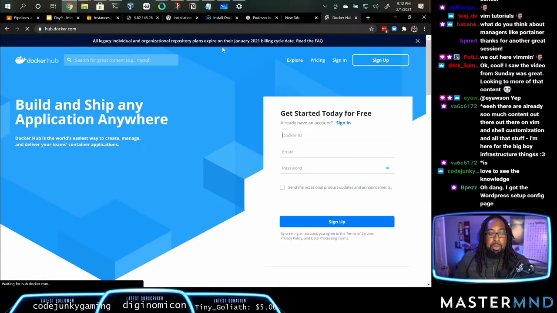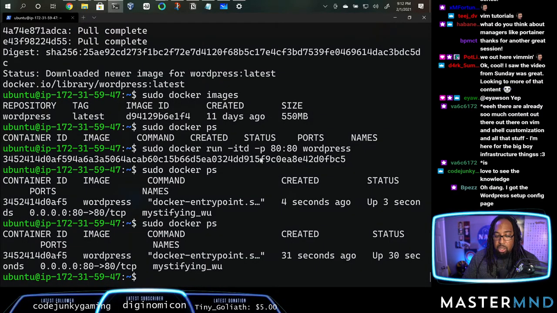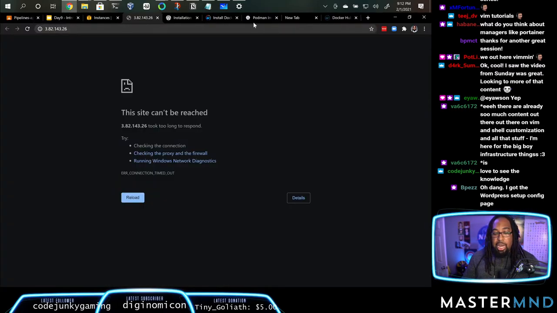Yep, you got the WordPress setup page. Okay, so yeah, maybe did I not? So you were able to run this and get the WordPress setup page? Let me see. ITD port 80 to port 80. It's passed over to 80. Oh, is WordPress not running in port 80 in the container? It should be running in port 80. Maybe it's running in like 88 in the container.